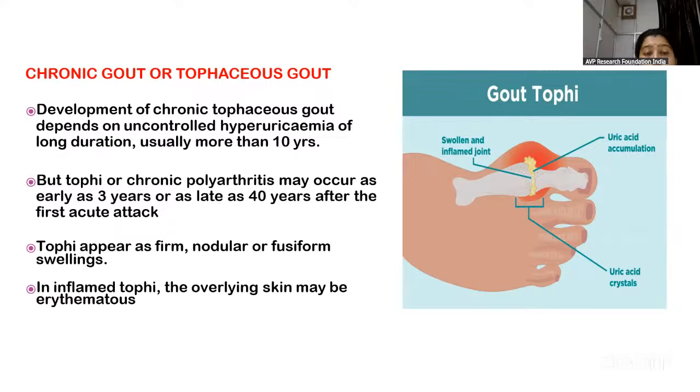So, in chronic gout or tophaceous gout, as you can see, there is a formation of tophi. And a tophus is nothing but a firm, nodular, fusiform swelling. It is evident from the picture. Now, what happens is that this tophaceous gout gets manifested only after a long duration of uncontrolled hyperuricemia, usually more than 10 years.